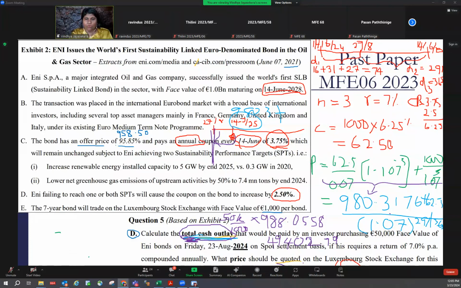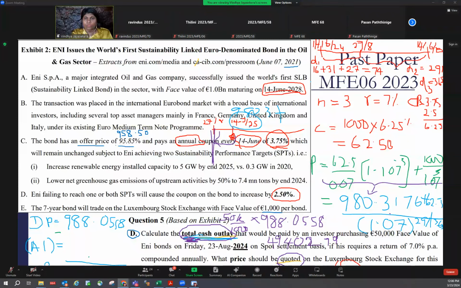The second part says, what is the quoted price? So to find the quoted price, what do you have to do? You have to find the clean price. We know that the dirty price is 988.0558. I had to find the accrued interest, and I had to remove the accrued interest to get the clean price.